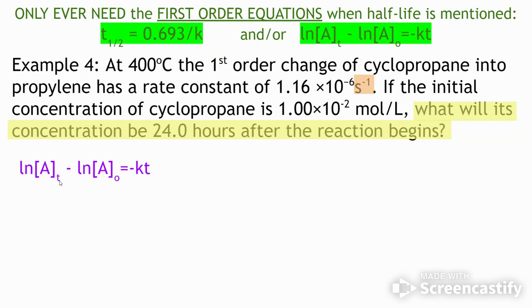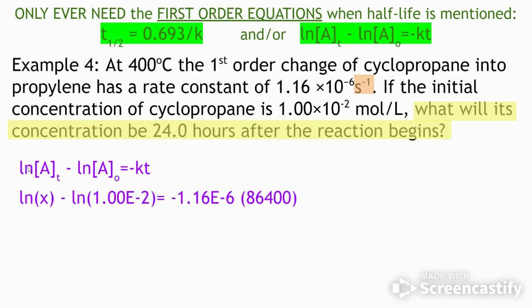So as we start plugging things in, we're going to be solving for that A_t value. So the natural log of whatever that value is minus the natural log of that original concentration is equal to our k value times 86400, which is our 24 hours turned into seconds. Just times 60 to turn it into minutes, times 60 to turn it into seconds.